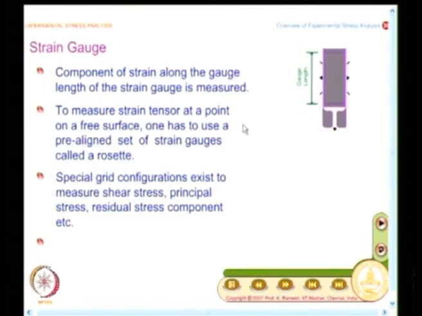And in this I am focusing my attention only on electrical resistance strain gauges, and there are many other methods to measure strain. You have mechanical strain gauges, you have capacitance based strain gauges, and we confine our attention to electrical resistance strain gauges, and you have a variety of them available.